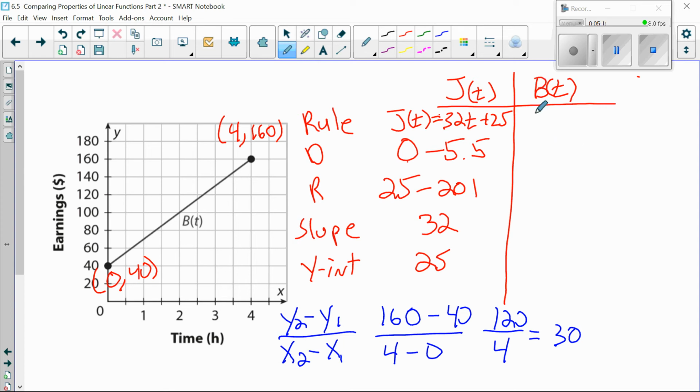So to write our equation, it's going to be B of t is equal to our slope, which is 30 t, plus our y-intercept, which is 40. So evidently he has a $40 fee and charges $30 per hour.